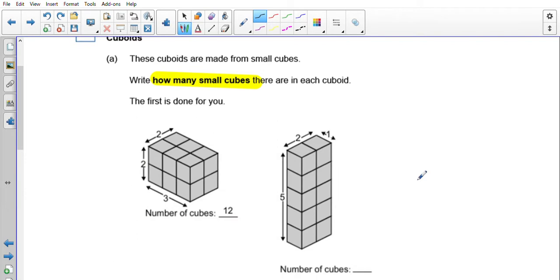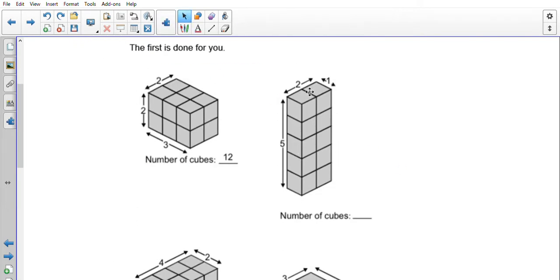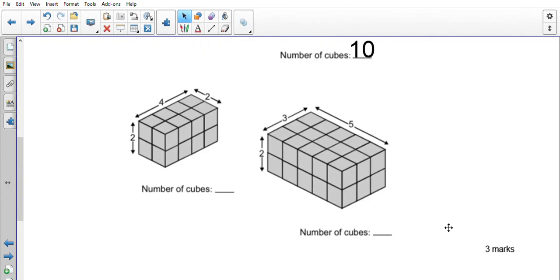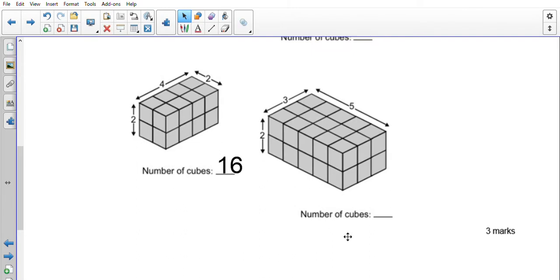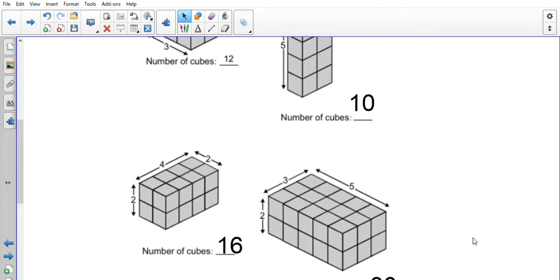So let's have a look at this one then. We have 5 multiplied by 2 multiplied by 1. 5 times 2 is 10, times 1 is 10, so that's going to give us 10 cubes. Here we have 2 and 4 and 2. If I multiply those together, 2 times 4 is 8, times 2 gives us 16 cubes. For our final one I have 2, 3 and 5 as my dimensions. 5 multiplied by 3 gives me 15, multiplied by 2 gives me 30 cubes. Nice and straightforward, quite an easy 3 marks there really.